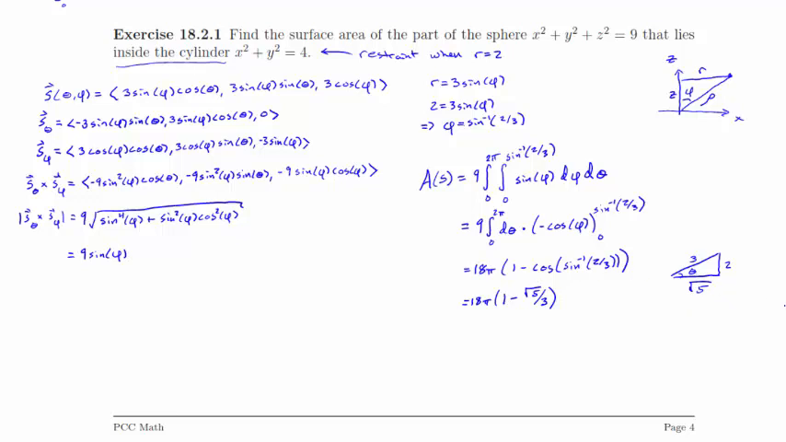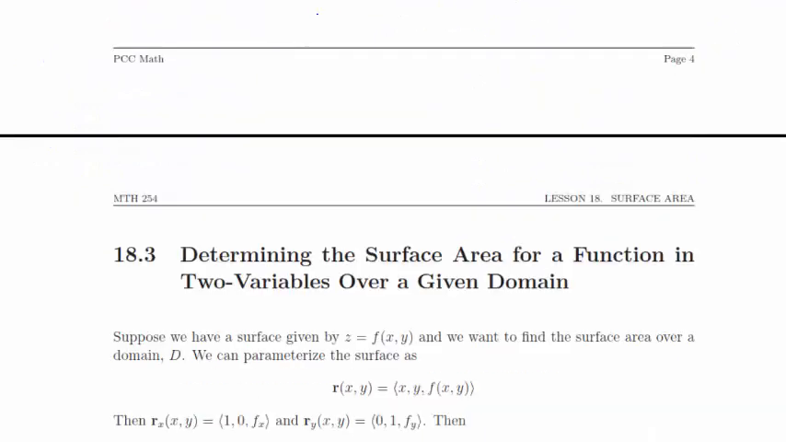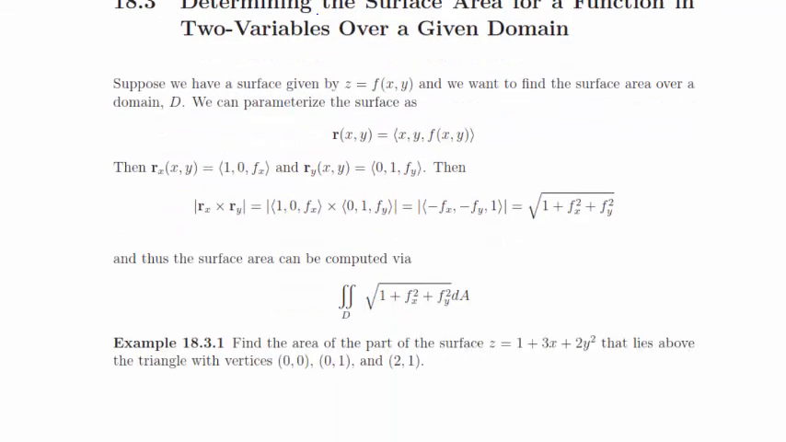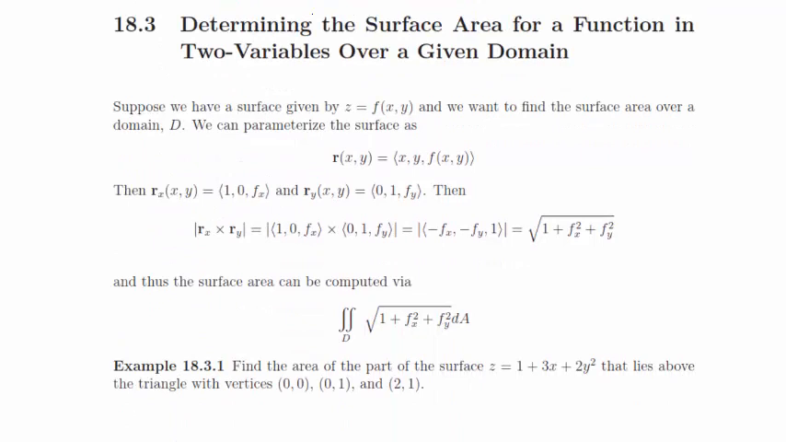So we're doing kind of an inverse and then taking the cosine of the angle without actually knowing what the angle here is at all. That way we don't have to do any approximations along the way. Alright, so that's exercise 18.2.1. Let's move on to section 18.3, determining the surface area for a function in 2 variables over a given domain.